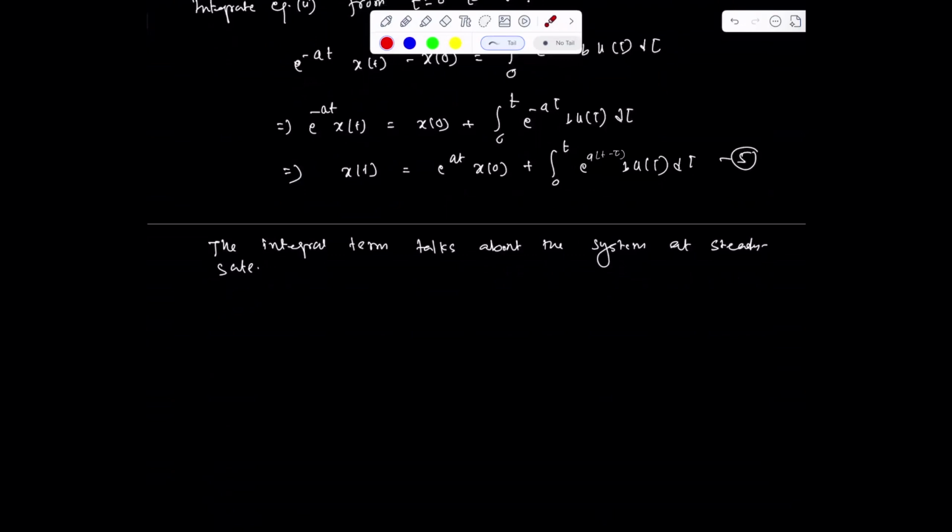Now, let us assume the system is defined as x dot t equals A x t plus B u t. So this is the state space equation. Here, this is the vector, this is a matrix, this is the vector, this is also a matrix, and this is the vector. So this system is defined in state space form.